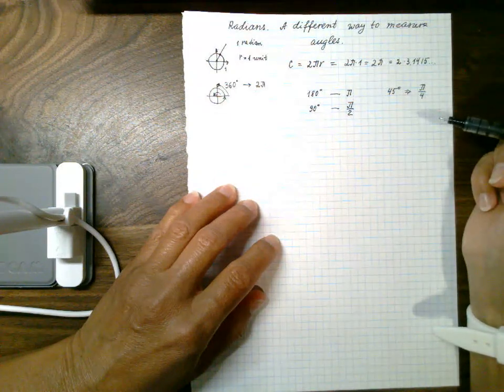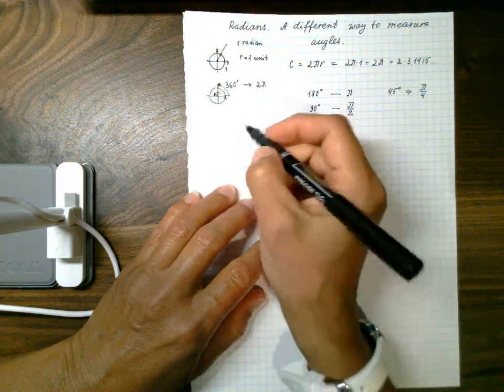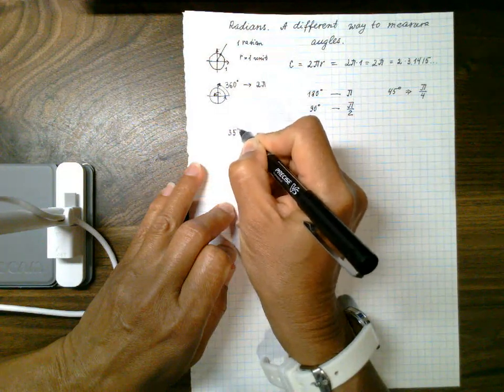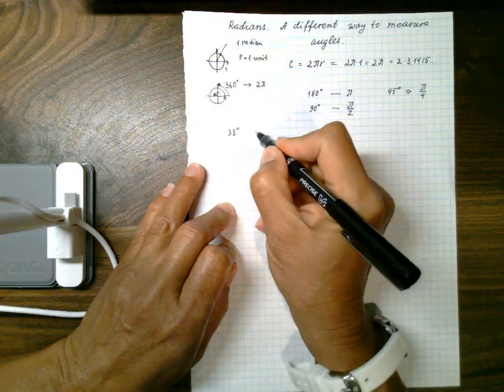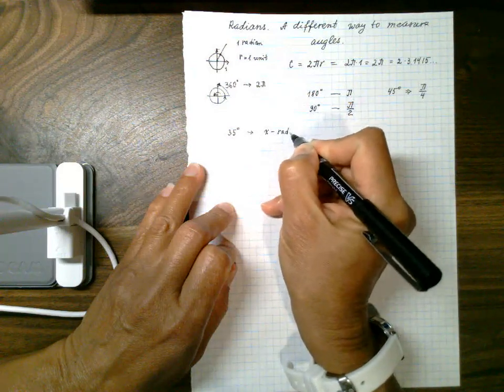360 by 2? What if the angle is something like 35 degrees? How do we convert it into radians? Let's see. Imagine that we have an angle of 35 degrees, and we don't know how many radians. We are going to put x radians.